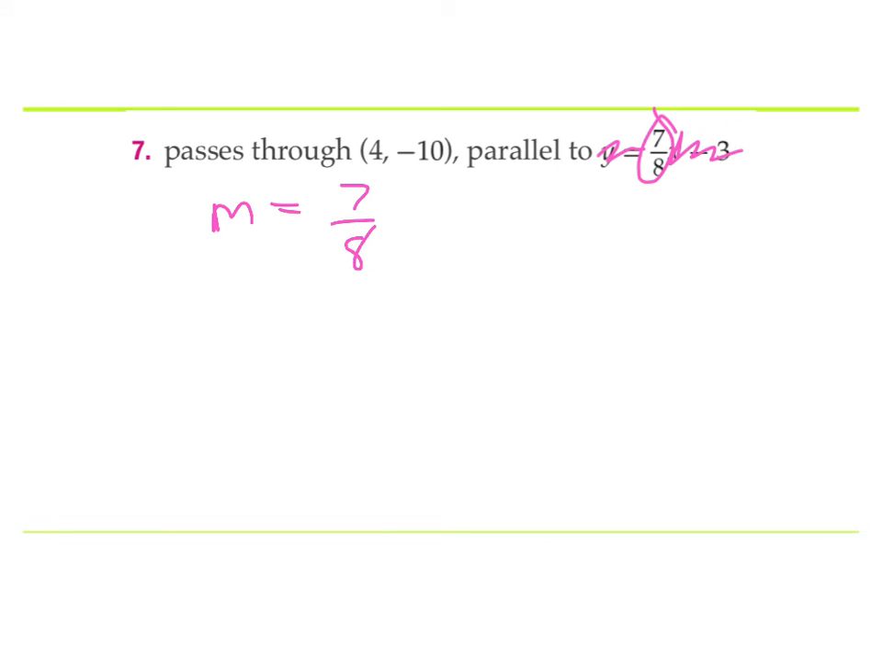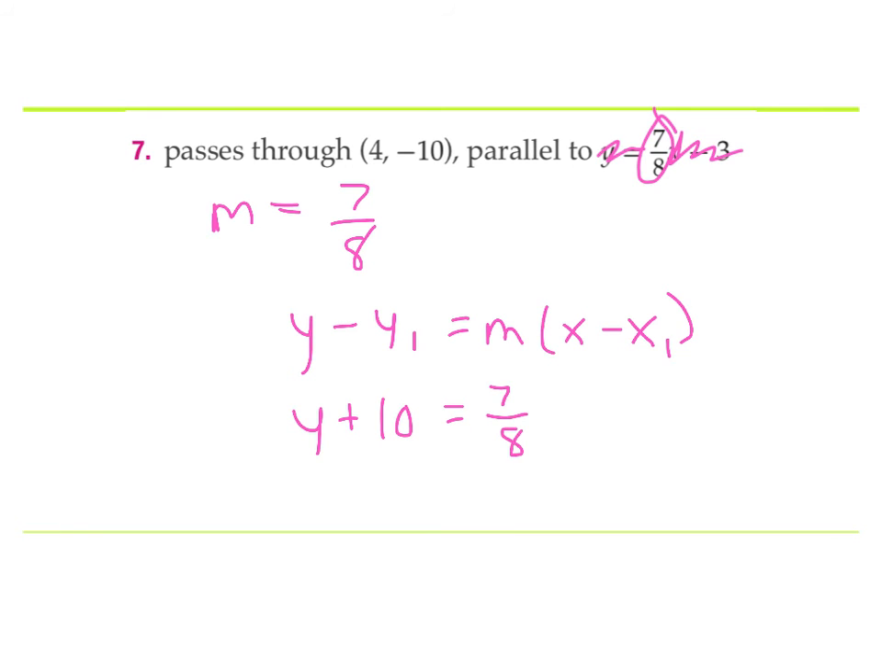Now what do we do? Put it in point slope. So our point slope formula is y minus y1 is equal to m times x minus x1. What's our y1? -10, so this becomes a plus 10. Our slope is 7 over 8. And we multiply x minus, what's our x1? 4.